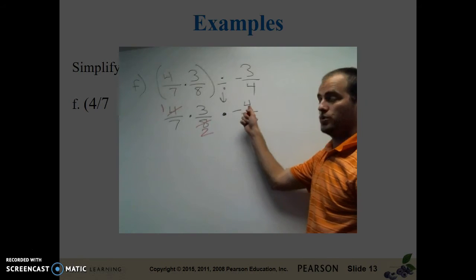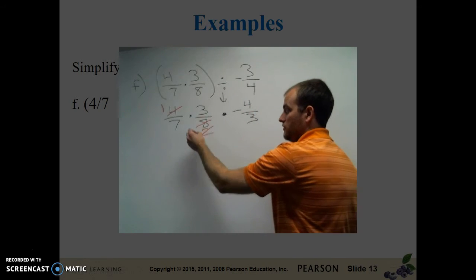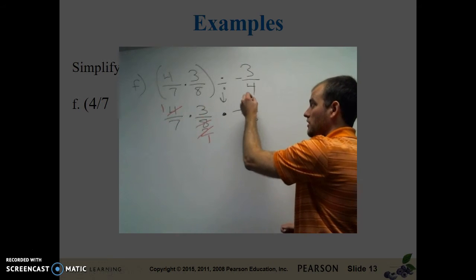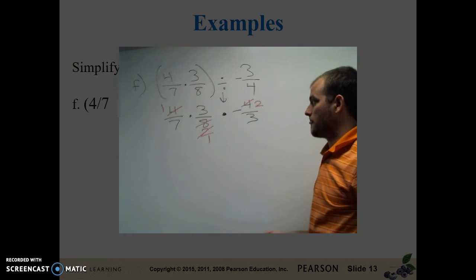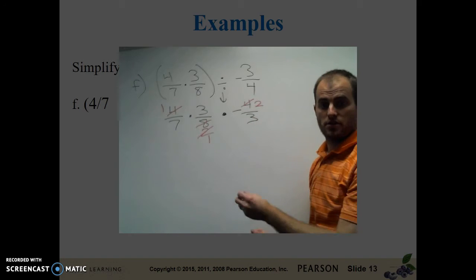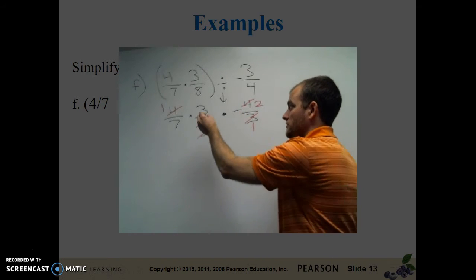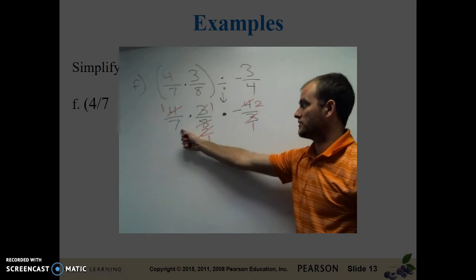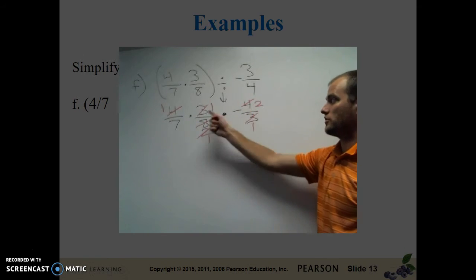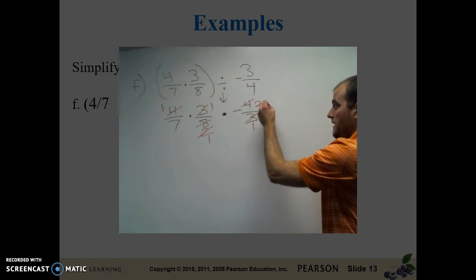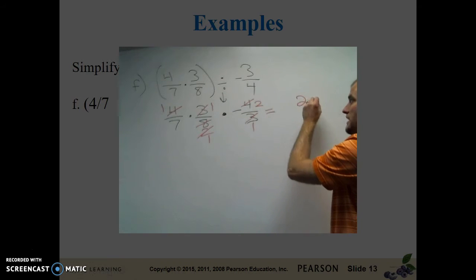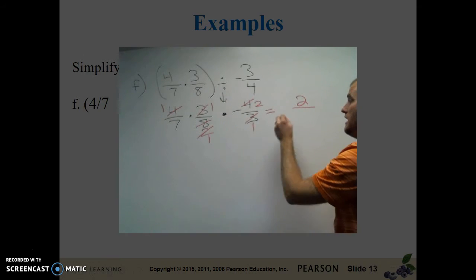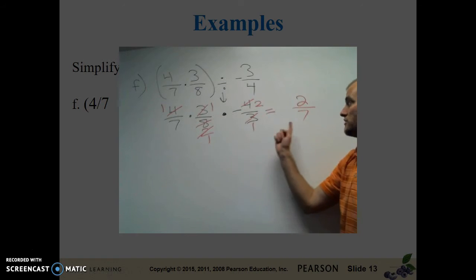I still see a 2 and a 4 here. 2 can reduce, 2 goes into 2 once, 2 goes into 4 twice. Also I see a 3 and a 3. 3 goes into 3 once, 3 goes into 3 once. Now I have 1, 1, and a 7, and a 1, 1, and a 2. So the 2 and the 7 can't reduce. Multiply straight across. 1 times 1 times 2 is 2. 7 times 1 times 1 is 7.